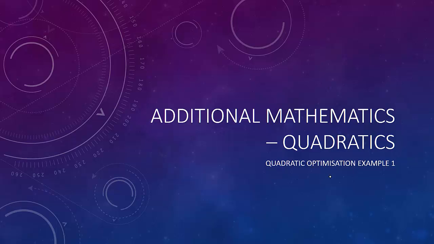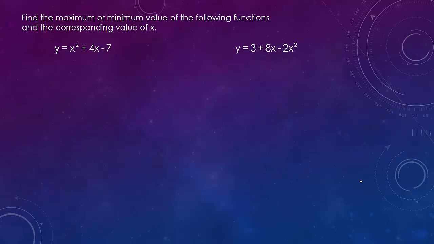Quadratic optimization, example 1. We want to find the maximum or minimum values of the following functions and the corresponding values of x. Now later in the course, when you do differentiation, you'll have other ways of doing this.